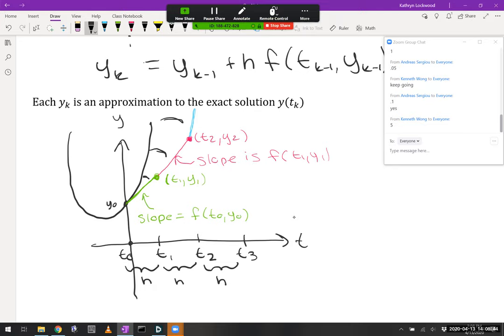There are tons of numerical methods out there for approximating solutions to differential equations. It's a really neat field of study. If you like it, you would take a course in numerical analysis. Euler's method is the only one we're going to see in this class, just because it is so straightforward. But I wanted to mention that there's a lot more out there if you like this kind of thing.